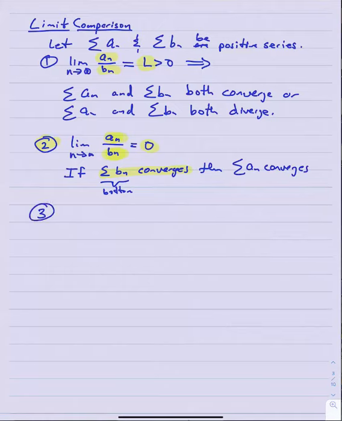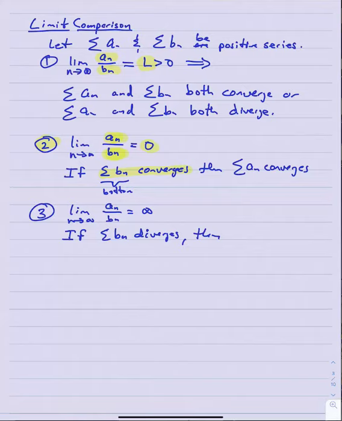So you can probably guess what case 3 is going to be. If I take the limit as n goes to infinity of a sub n over b sub n and I get infinity, then if the series of the b sub n's diverges, then, okay, so let's piece this one together.